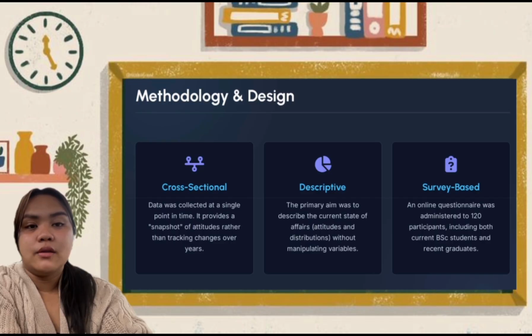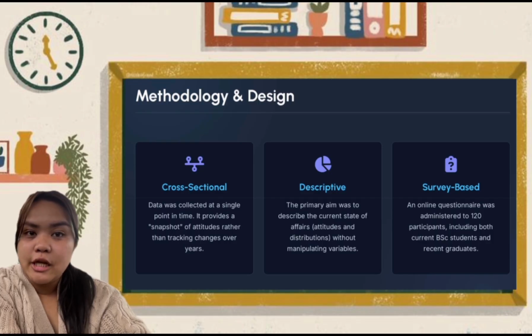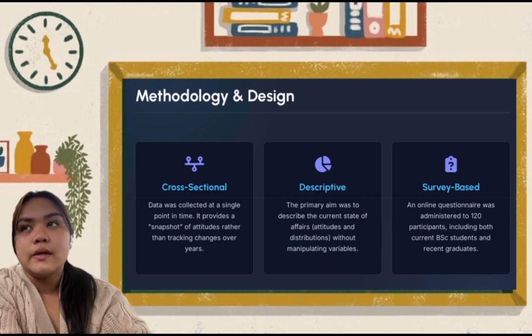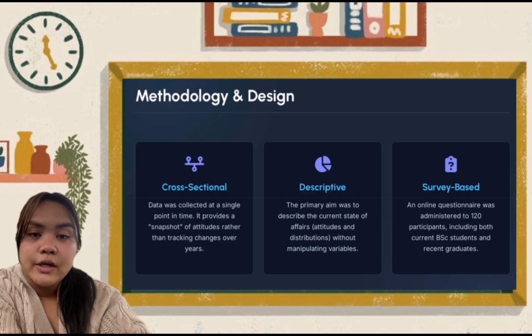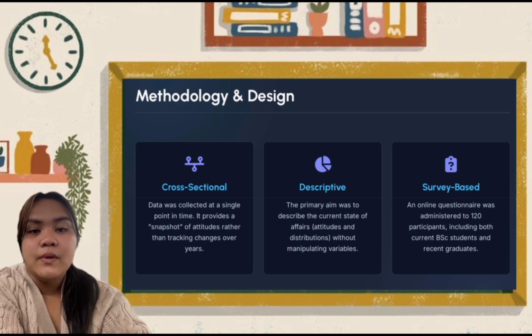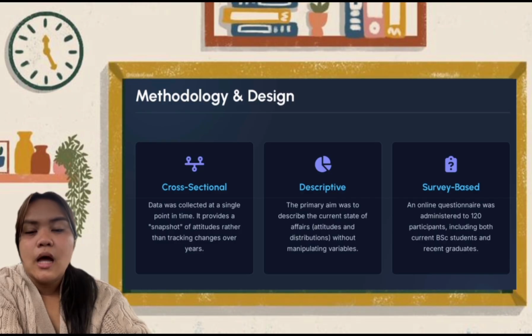Let's look at the methodology. The design was cross-sectional. This means data was collected at a single point in time, providing a snapshot of current attitudes rather than tracking changes over years. It was also a descriptive study. The primary aim was simply to describe the current state of affairs, the attitudes, and their distributions, without manipulating any variables. Finally, the data collection was survey-based. An online questionnaire was administered to 120 participants, including both current BSc students and recent graduates.